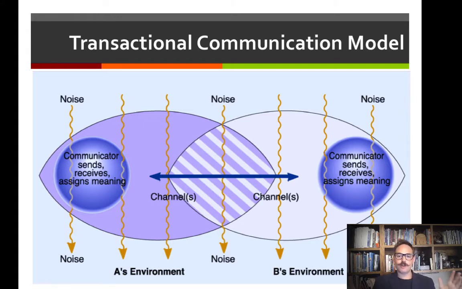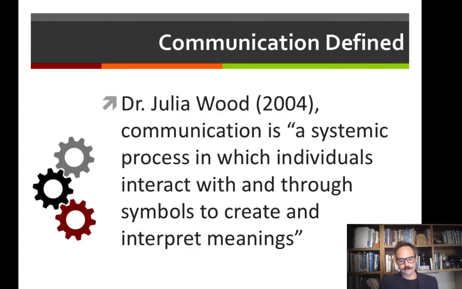And so we create overlap. And the longer we're in a relationship and communicating, the more overlap and shared meaning we can create with another individual. So how do we define communication? I use Julia Wood's definition. She defines communication as a systemic process in which individuals interact with and through symbols to create and interpret meaning.